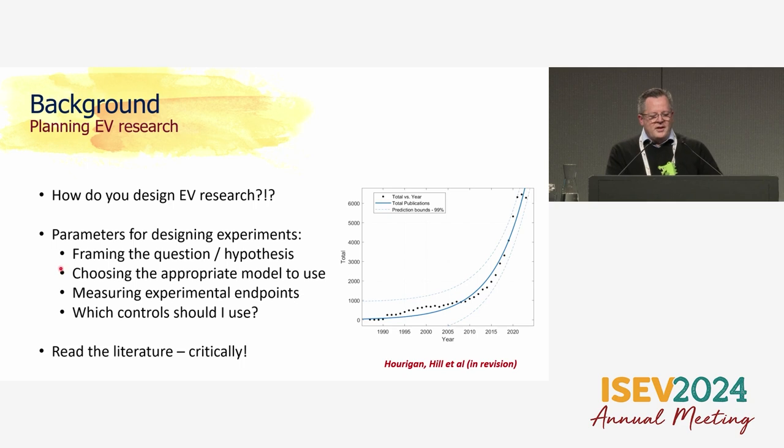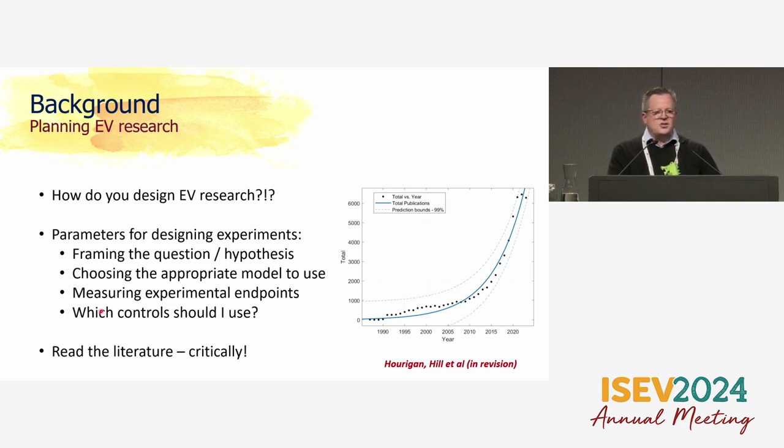And I'm going to talk in this talk about a few things. One, touch on appropriate model systems, different models, different systems, how to try and choose the most appropriate model to use for your experiments. And also around measuring experimental endpoints. And I think this morning there was a lot of discussion around things like heterogeneity and how you can measure things. And I think that's a really key part of designing good EV research experiments.